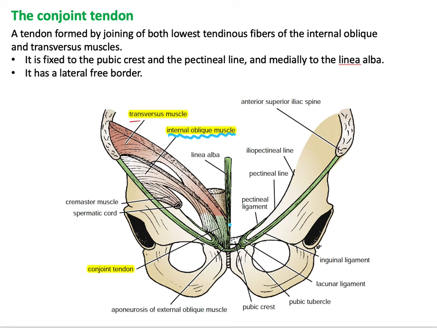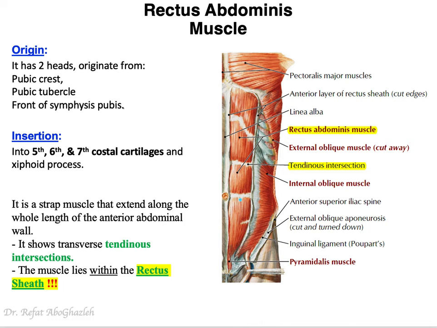So let us talk about the last or the muscle before the last one, which is the rectus abdominis muscle. Those athletes, especially bodybuilders, sometimes try to show it. Look at it here. It's parallel to the midline. It originates from two heads, from the pubic tubercle and the pubic crest, and the front of symphysis pubis as well, and is inserted in the fifth, sixth, and seventh costal cartilage and xiphoid process, of course.